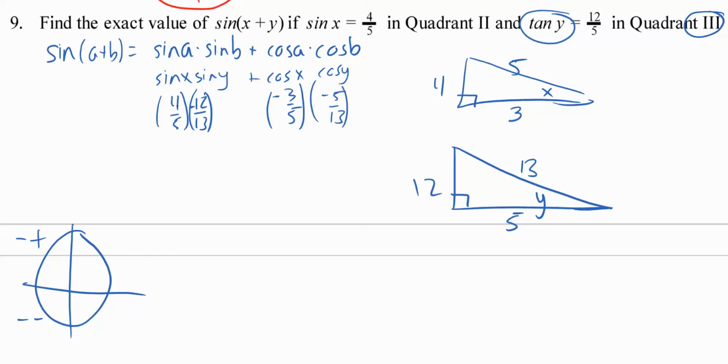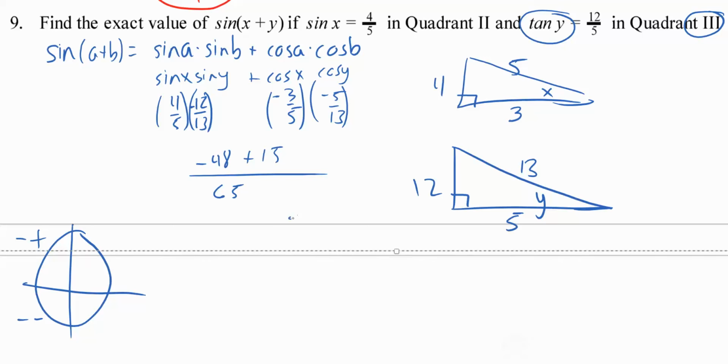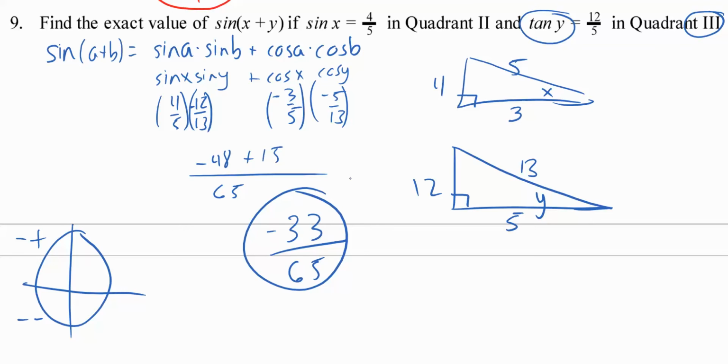So our final answer is going to be 4 times negative 12 is negative 48 over 65 plus 3 times 5 is 15 over 65. Now, if you don't end up with a 5 and a 13 and a 5 and a 13, if you don't end up with common denominators, then you have done something wrong. But we have not. So our final answer will be negative 33 over 65. I don't think that can be simplified at all.